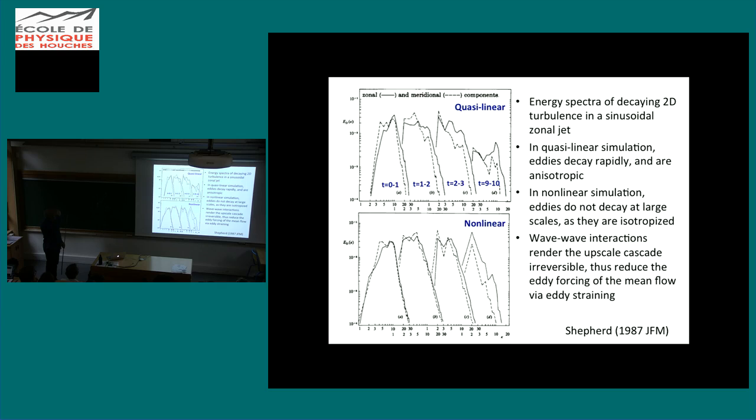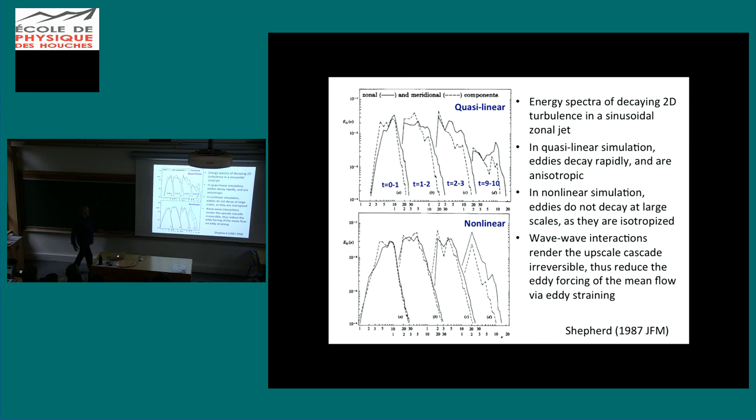I had also gone back to my old thesis work. This is just decaying 2D turbulence. These are the energy spectra in a sinusoidal jet. In the quasi-linear simulation shown here, this is the first time unit, then 2, 3, and then a longer time, and also the zonal and meridional components. What you see initially is that the large scales are dominated by the meridional components. That's these eddies in the vertical. And then as time goes on, things get damped out.